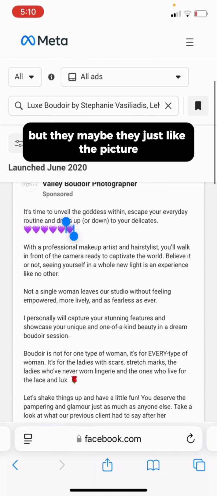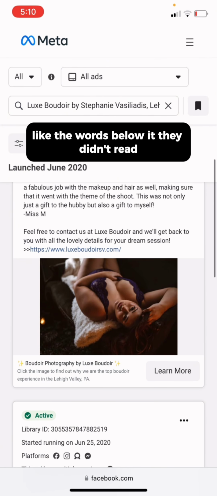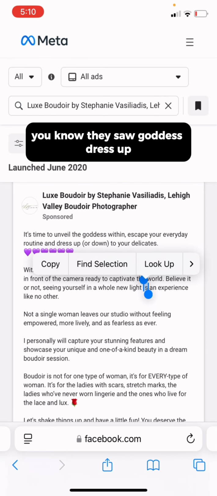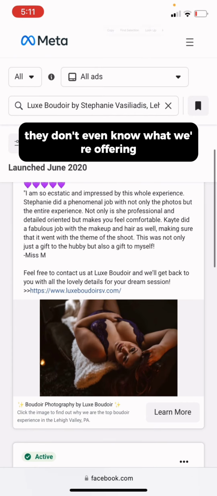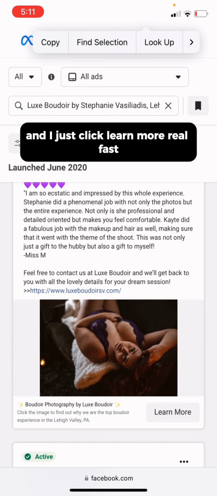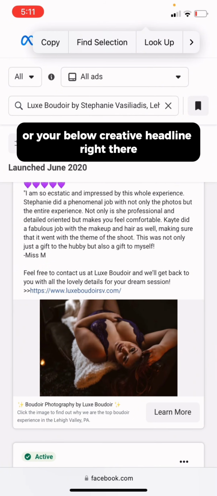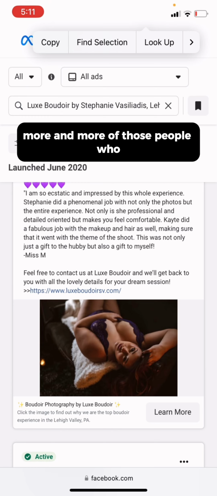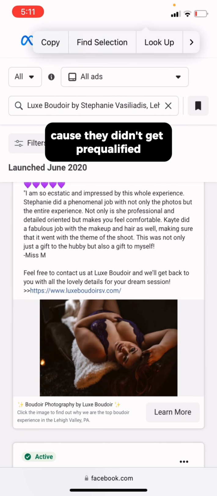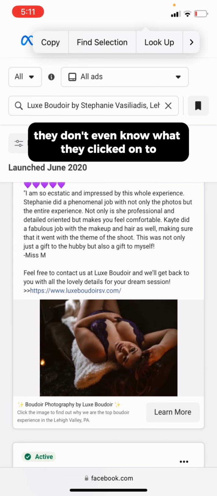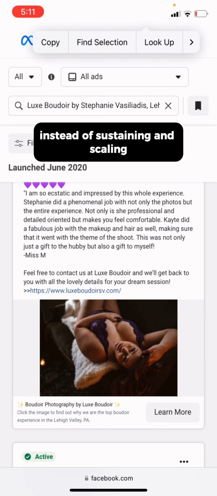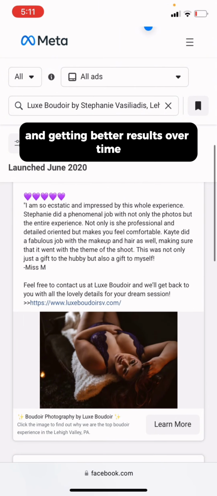But maybe they just like the picture, like the words below it. They didn't read, they saw goddess, dress up. They didn't read our full offer. They don't even know what we're offering. They just click learn more real fast, or your below creative headline right there. And so Meta's going to go with more and more of those people who are barely going to convert because they didn't get pre-qualified. They don't even know what they clicked onto. So this is going to cause our ads to get lower and lower ROAS over time instead of sustaining and scaling and getting better results over time.